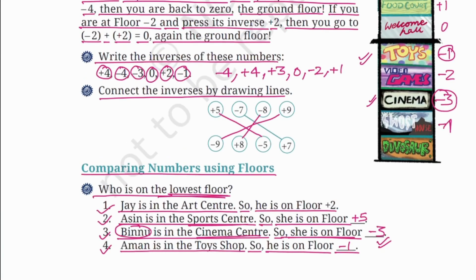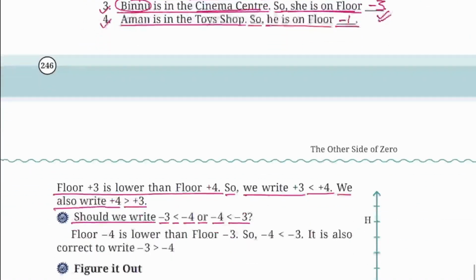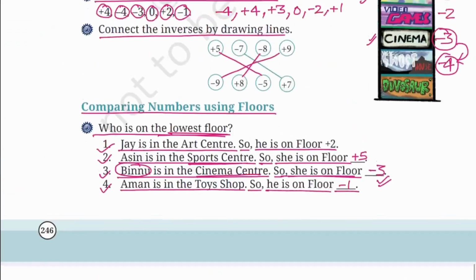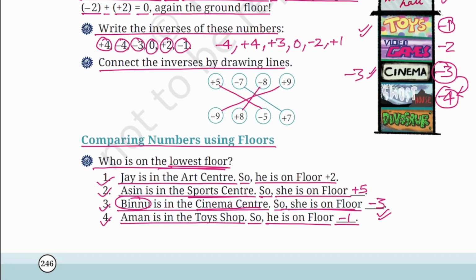If you see here, -4 is less than -3. So this one is correct. -4 is less than -3. Floor -4 is lower than floor -3. So -4 is less than -3. It is also correct to write -3 greater than -4. -3 is greater than -4 or -4 is less than -3.